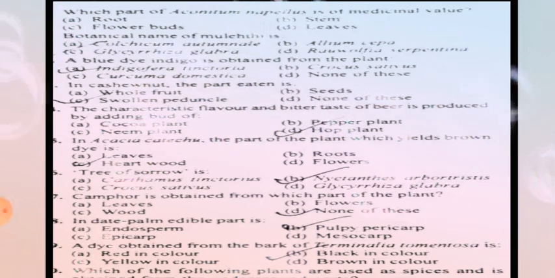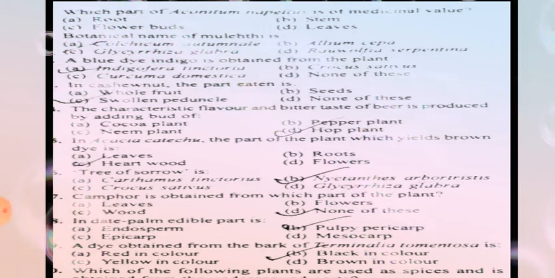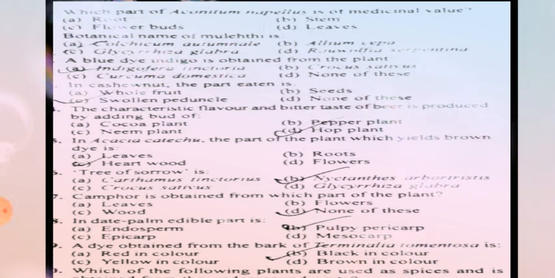Then comes the third question. In the cashew nut, the part eaten is: whole fruit, seeds, swollen peduncle, or none of these. The correct answer is the swollen peduncle, which is option C. Then: the characteristic flavor and bitter taste of beer is produced by adding the buds of which plant: coca plant, pepper plant, neem plant, or hop plant? Option 4, the hop plant, is the correct answer.